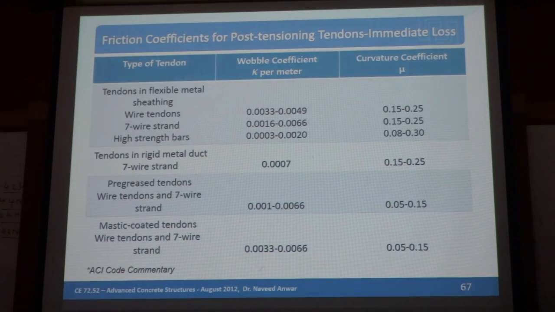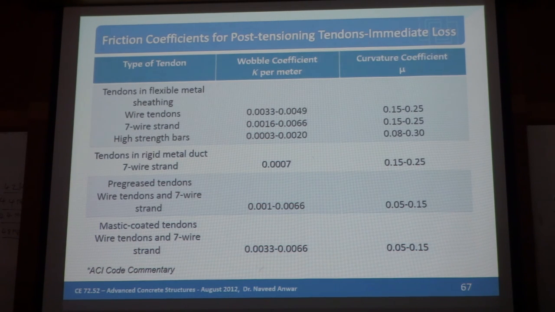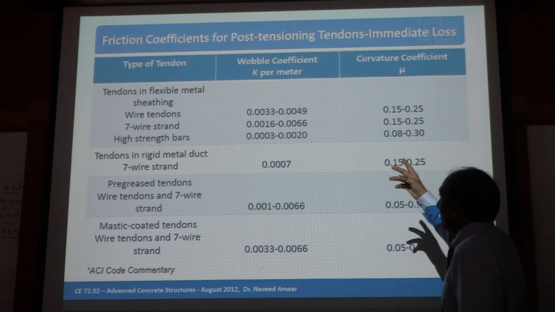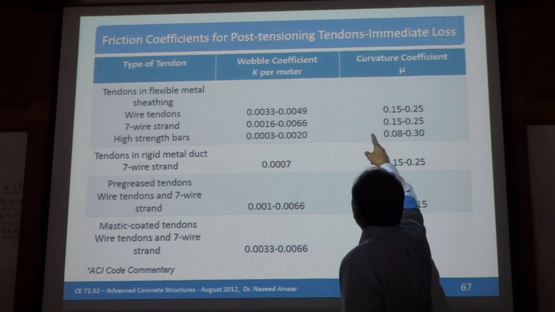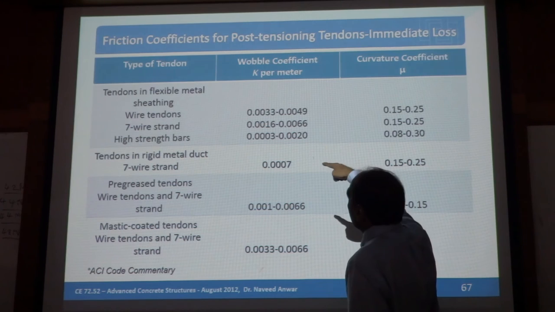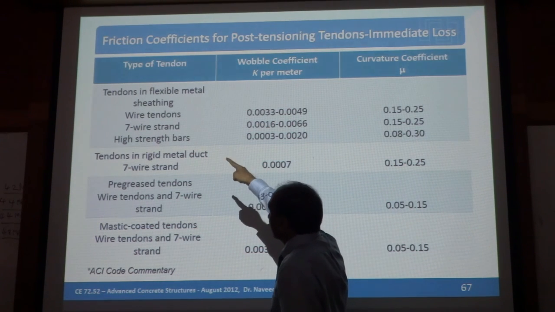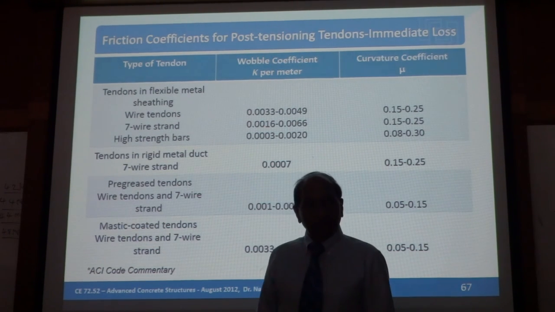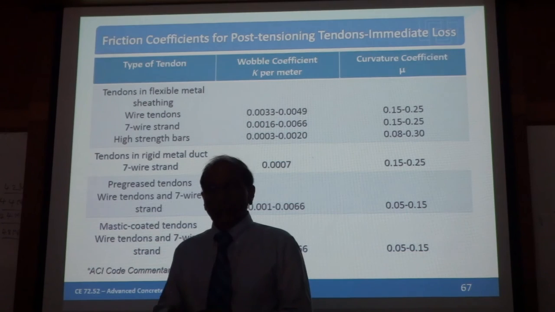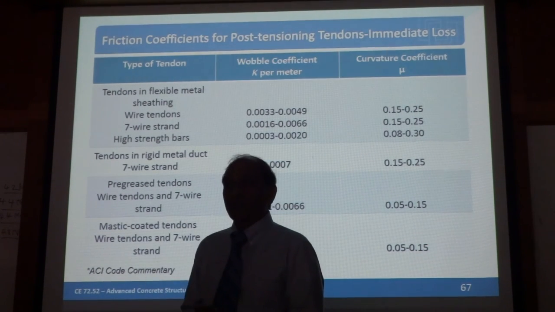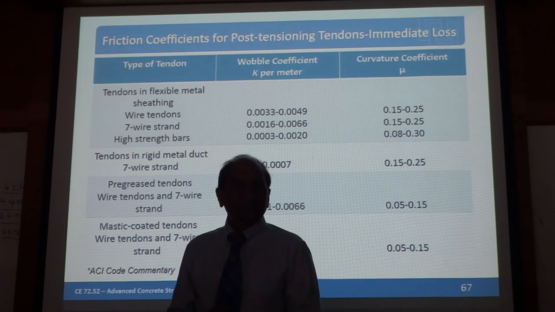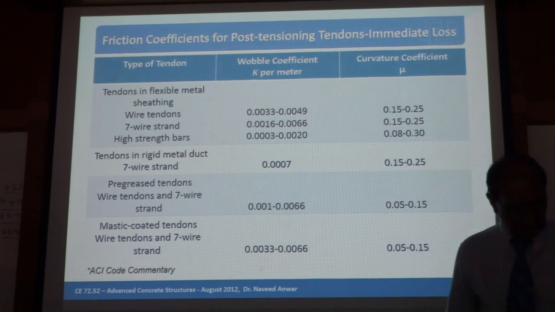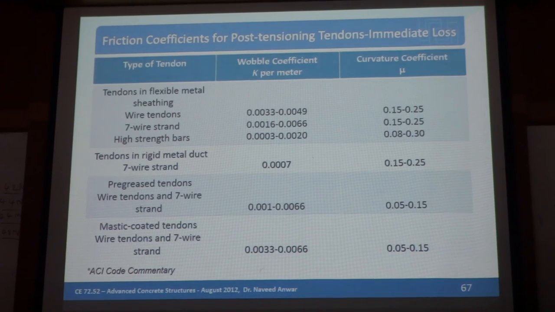Friction coefficients are given for different types of tendons, different types of pipes and conduits. So you can see from here, the wobble coefficient and the curvature coefficient are given together for the different types of tendons and sheathing. You get the numbers from a table, it's not so difficult. So the values of K and mu can be obtained from the tables. Normally this should be done accurately.